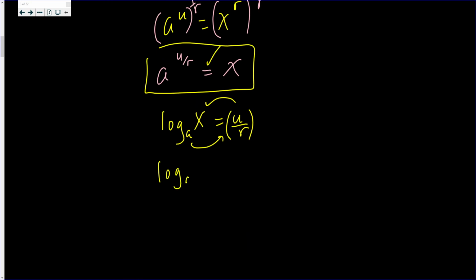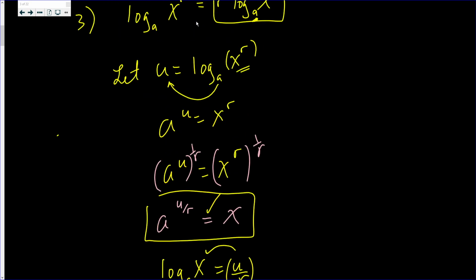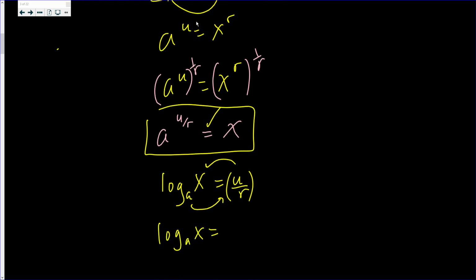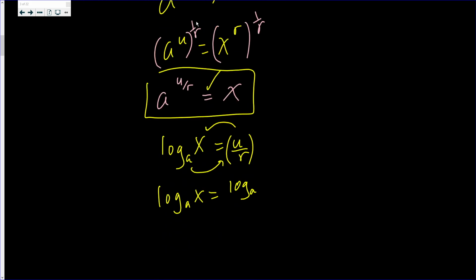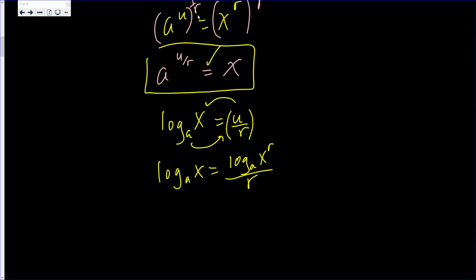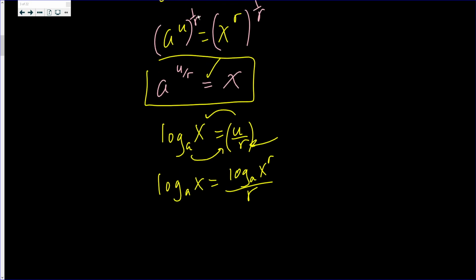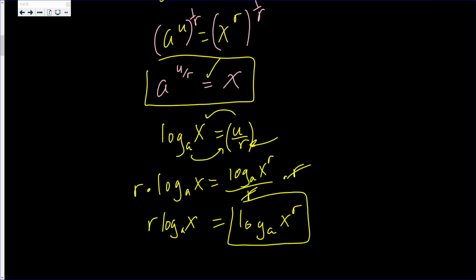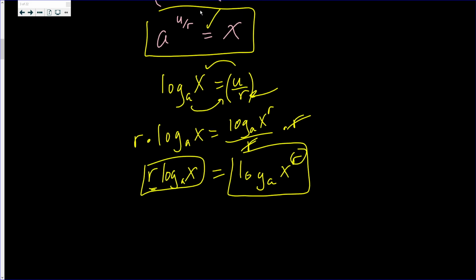Okay, we're getting there. Log base a of x is u. Just remember, I let u equal log base a of x to the r over that r. So now if I multiply both sides by r, this r cancels out, and the right hand side is log base a of x to the r, and the left side is the left side. But that's what I wanted to prove. Wanted to prove that that power can come in front, and it has been established.